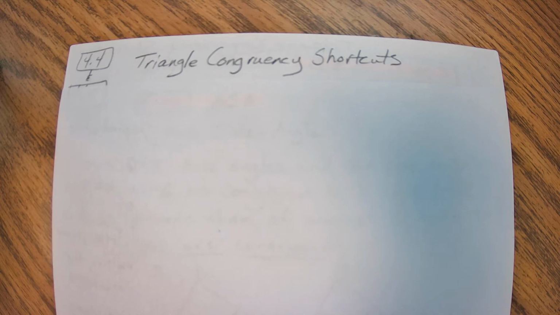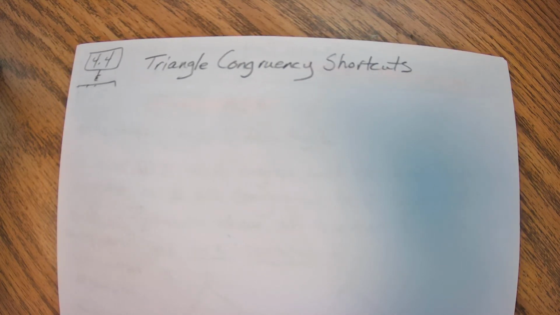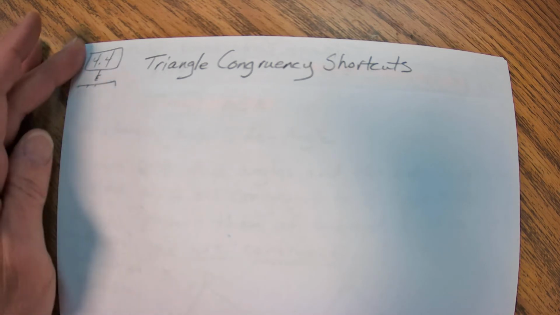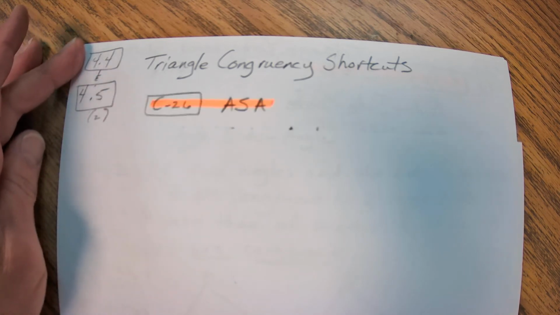Okay, we're ready for 4.4 and 4.5. I'm going to do those two sections in the same video because they're so closely related. 4.4 deals with triangle congruency shortcuts. You're going to want to make sure you take good notes on this section.